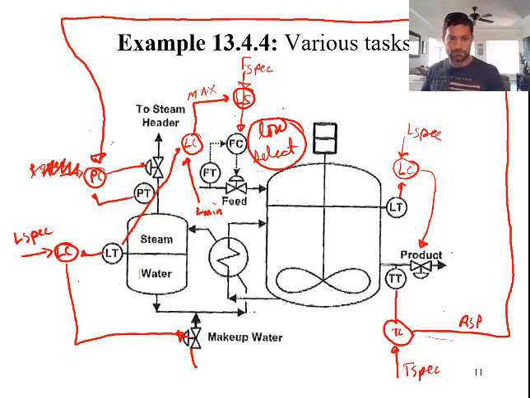Okay. That one's a little bit tricky, and this next one is sort of the same. A high reactor temperature overrides the set point to the flow controller on the feed to the reactor and cuts back on the reactor feed.